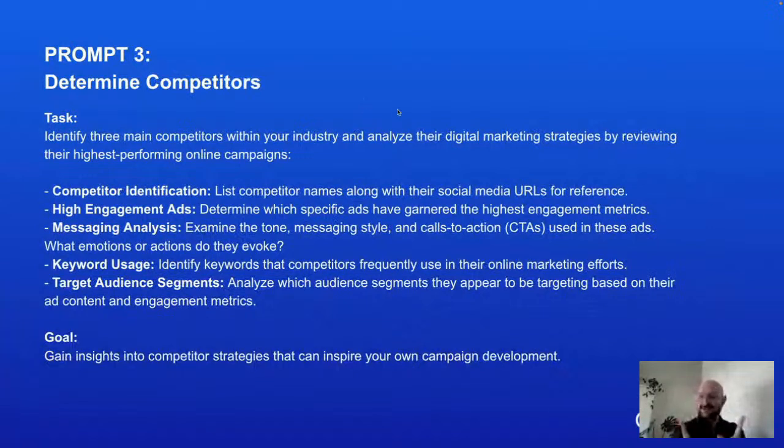Okay, so you've got your task here. Identify your 3 main competitors. You're going to pull out a list of names. You're going to determine the high engagement ads, the messaging, the language that they use, specific keywords used, as well as the audience that they target, right? And of course, the goal here is to later on inspire your own campaign, so that Perplexity or the AI understands that we don't just want information. We want to use this information to build something later on with it.